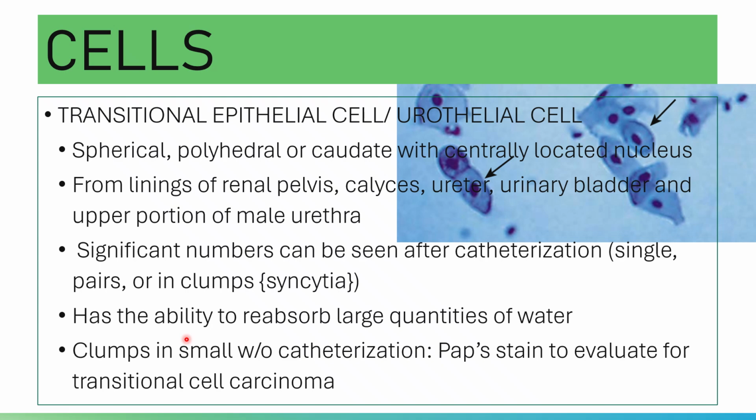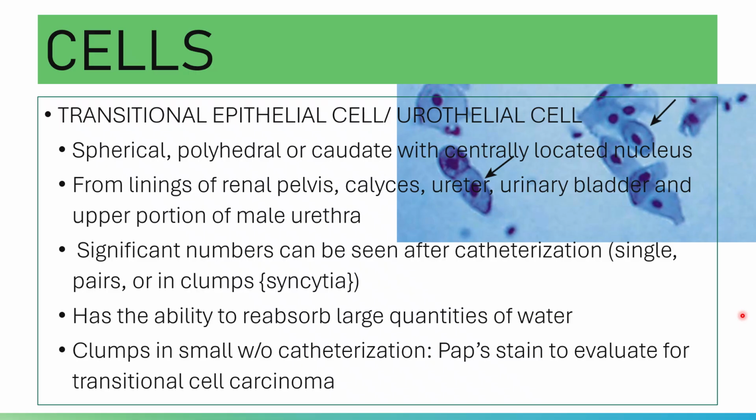If small clumps are seen without catheterization, you employ the cytospin and stain with Pap stain and evaluate for transitional cell carcinoma.